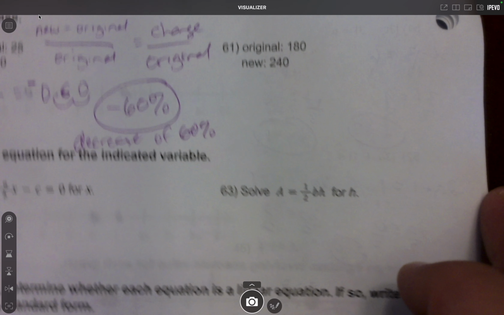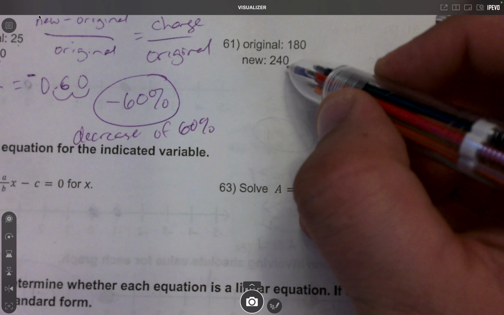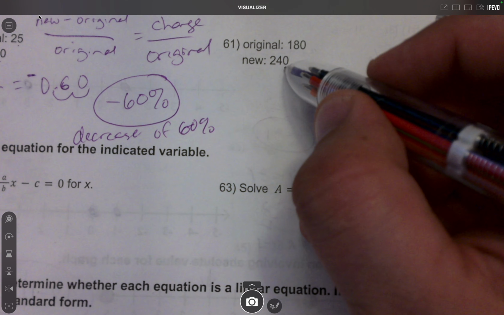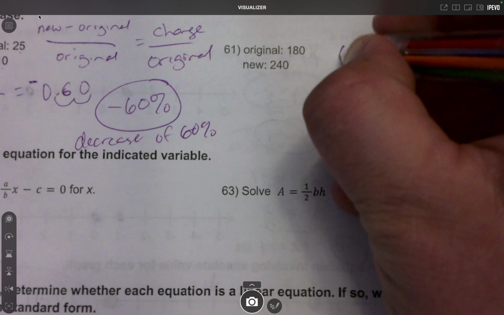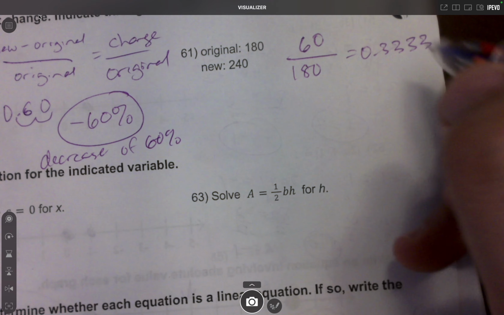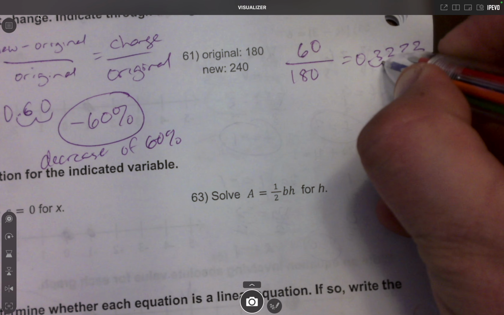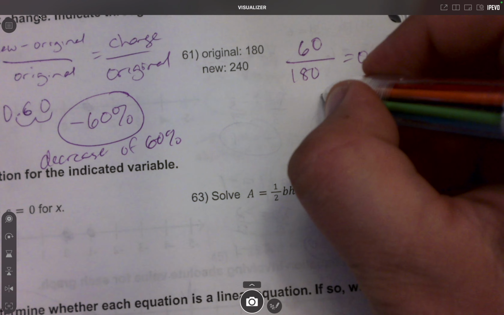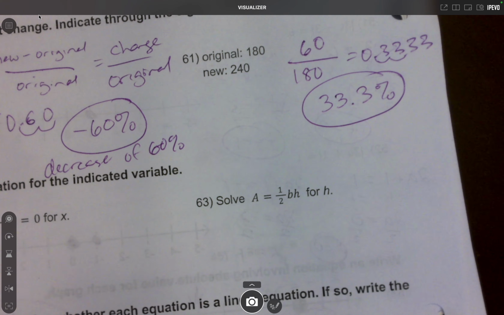On 61, the change is that it goes up 60. You can find that by saying 240 minus 180. So the change is 60. And we put that over the original, which is 180. So that ends up 0.3 repeating. And to change that to a percent, we move the decimal place over twice. So we'll just say 33.3% is the change. Now since it's positive, that shows it's an increase, or you could write increase of 33.3%.